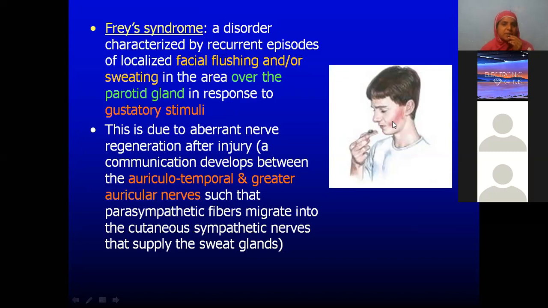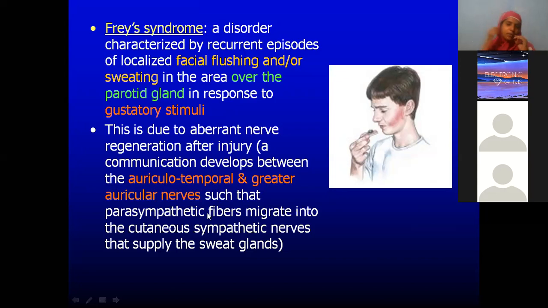That means sweat is seen over the area of the parotid in response to gustatory stimuli. That means when you are eating something. This is due to a new connection that is aberrant, which is not supposed to be there. Aberrant nerve regeneration after injury. A communication develops between auriculotemporal and greater auricular nerves, such that parasympathetic nerve fibers migrate into cutaneous sympathetic nerves.